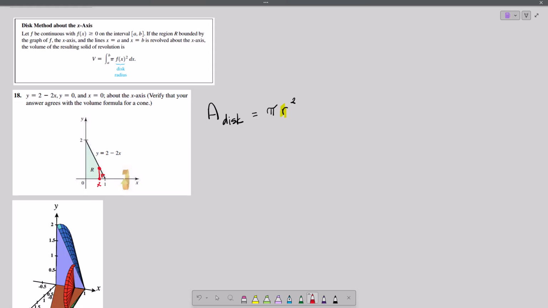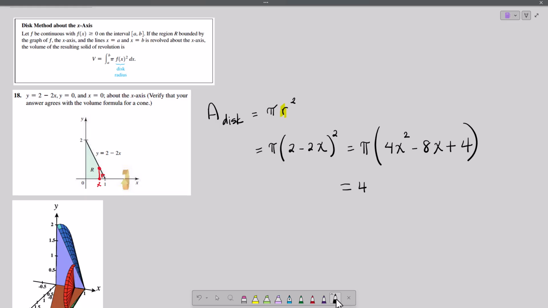That is the function. So for us, we're going to have pi multiplied by 2 minus 2x quantity squared. That's going to be the area of the disk at x. And if we FOIL this out, because we know we're going to need to integrate, we'll have that. And if we wanted to, we could factor out a 4 to make the function a little bit simpler. Don't have to factor out the 4, but you can.